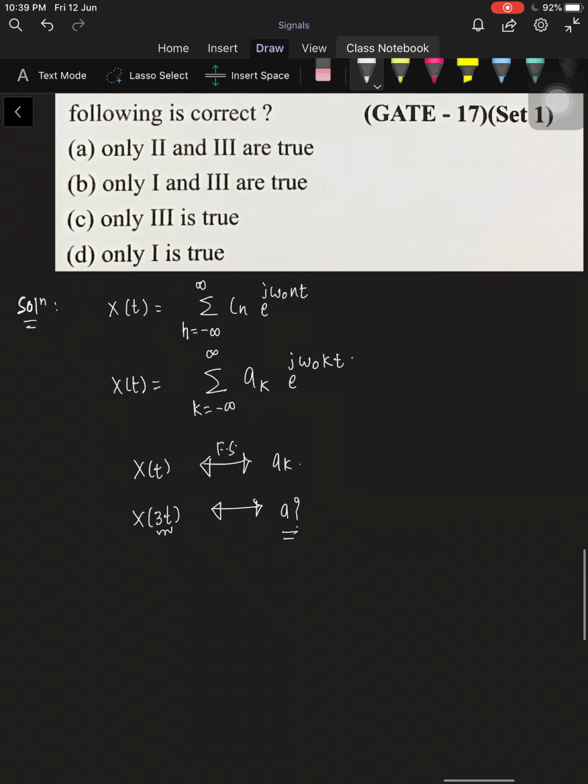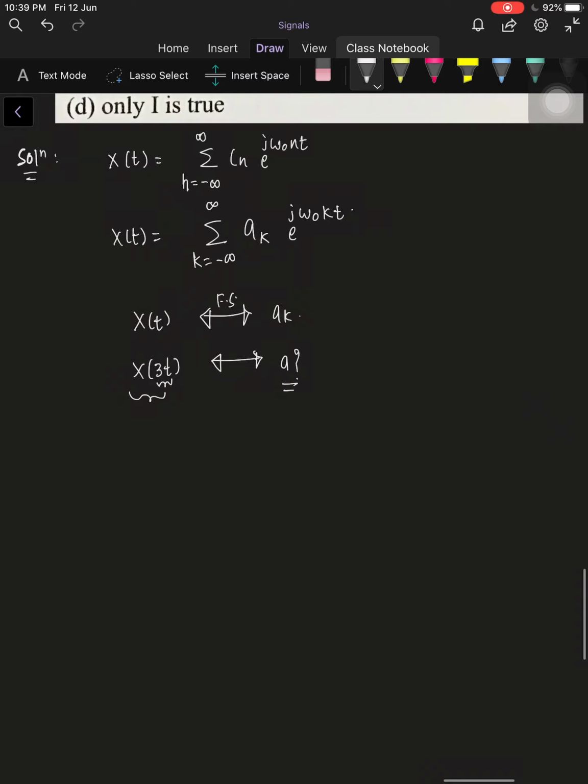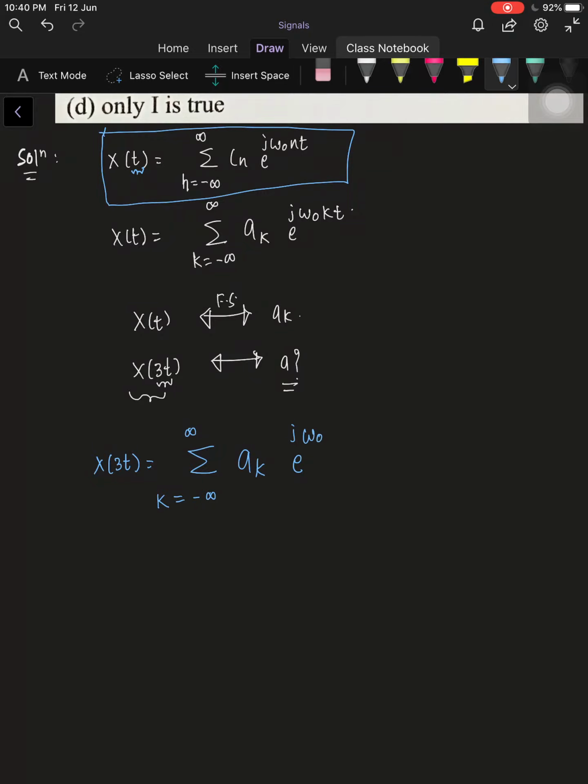So now let's write the Fourier series coefficient using the same basic formula. This is our basic formula, and we can tweak this as per our needs. So x of 3t, we are just replacing t by 3t. Okay, so this should give us, let's write it in terms of k itself, ak e power j omega naught k into 3 times t.